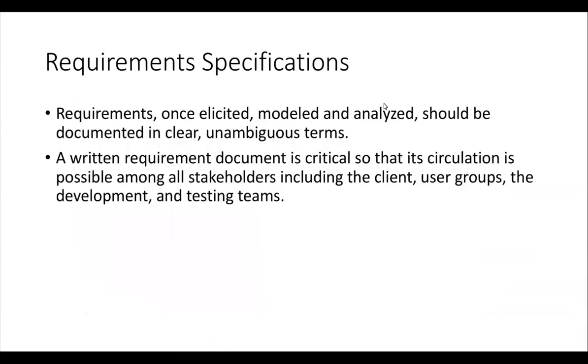So requirement specification is a major step in the requirement engineering process because once requirements are elicited, modeled, and analyzed, they should be actually documented in clear, unambiguous terms. This could be done by a written requirement document that is critical in a way that the circulation of such a document is possible among all the stakeholders. And those stakeholders could be the client, user groups, the development team, and even the testing team.